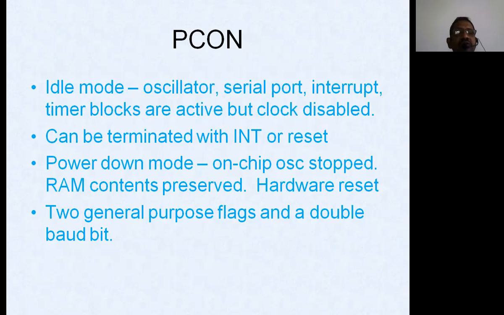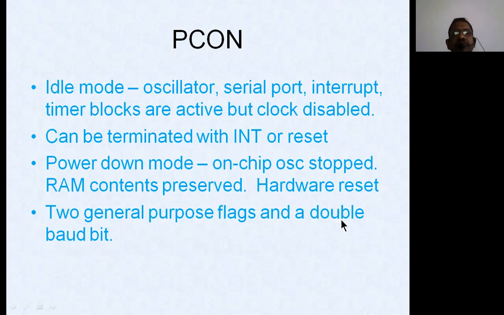And the PCON register is going to operate in idle mode. It can be terminated with the INT or reset pins. Idle mode is nothing but the oscillator, serial port, interrupt and timer blocks are active, but the clock is disabled. So the serial port, interrupt and timer blocks can be disabled by using the PCON register, and the oscillator also can be disabled by using the PCON register. It can be terminated with INT and reset. In power down mode, the on-chip oscillator is stopped by using this PCON register.